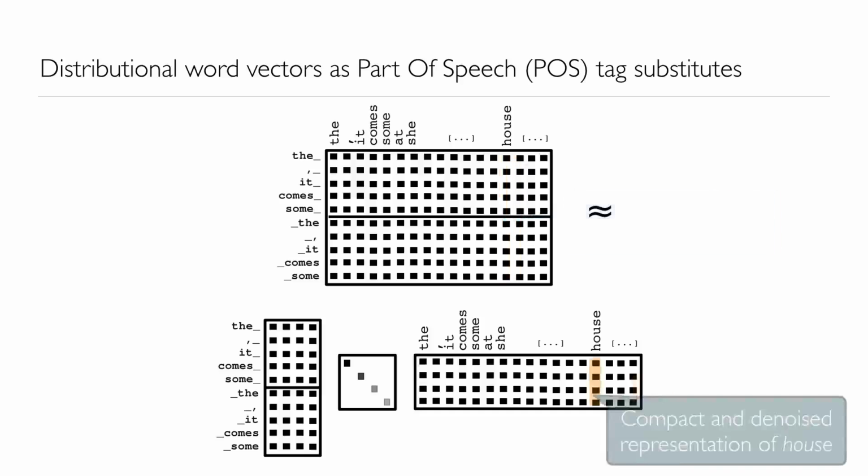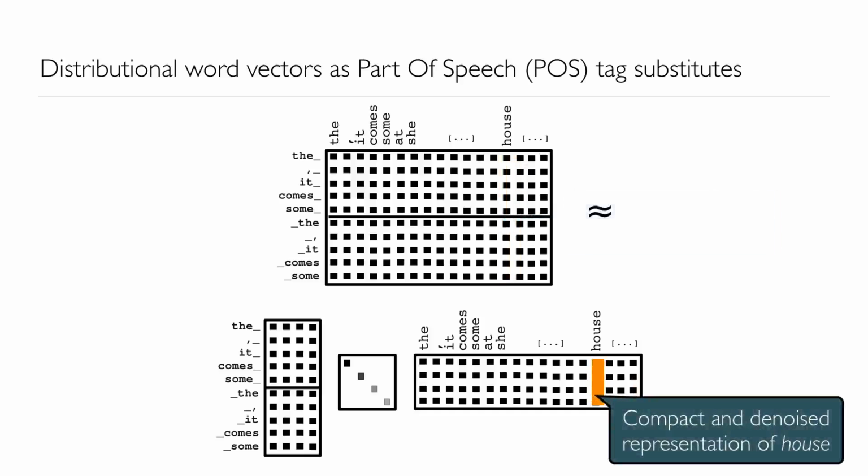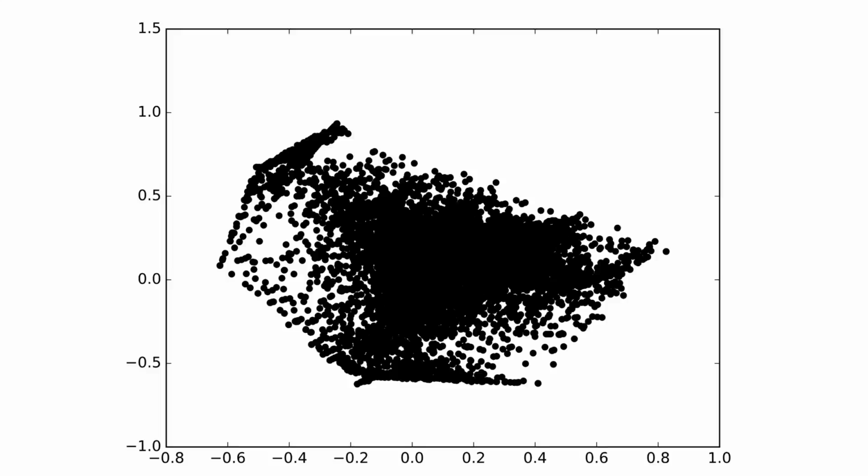So this is big and noisy, so we'd like to compress that. And we do that with singular value decomposition, a matrix factorization technique, whereby we obtain a compact and denoised representation of this vector of bigram counts. You can think of the elements of this compact representation as points of words embedded in some high-dimensional space.